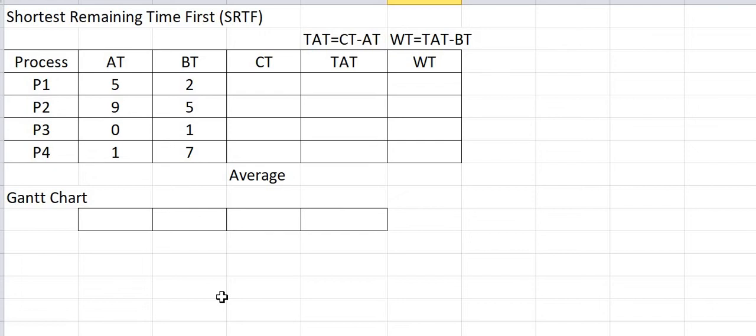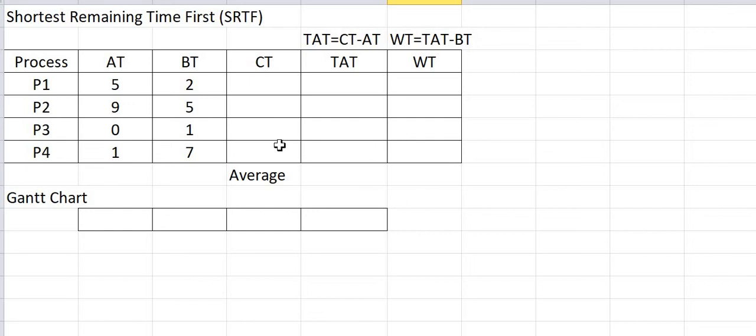Their preemption happens, and that's what we call the shortest remaining time first, because at every millisecond, the burst time of the process inside the CPU and the burst time of the newly arrived process will be compared. Whichever process has the least burst time will enter the CPU, throwing the previous process back to the ready queue. The newly arrived process which has the least burst time will enter the CPU. So we are preempting the processes.